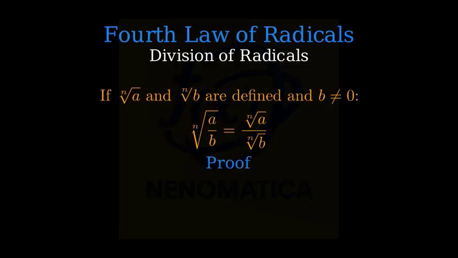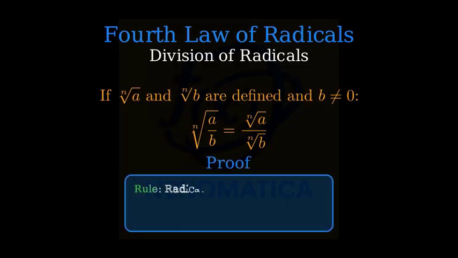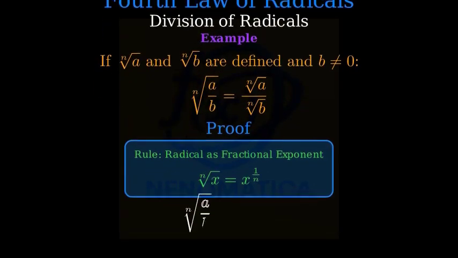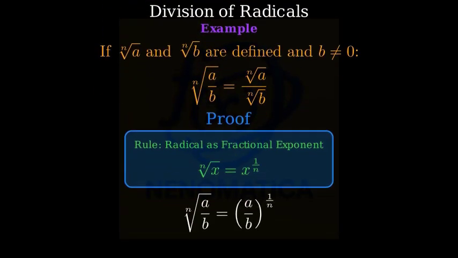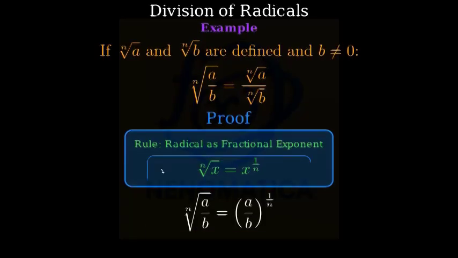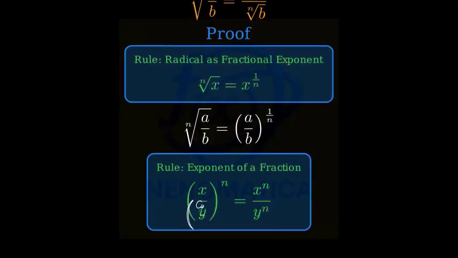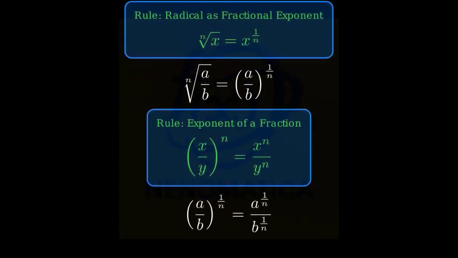We start by understanding what the nth root means. If we have the nth root of a over b, we can rewrite this using fractional exponents. So the nth root of a over b equals the fraction a over b raised to the power of 1 over n. Next, using the property of exponents for fractions, we can write this as a raised to the power of 1 over n divided by b raised to the power of 1 over n.